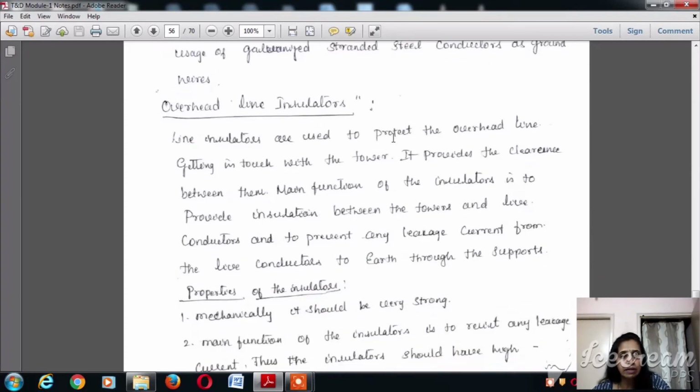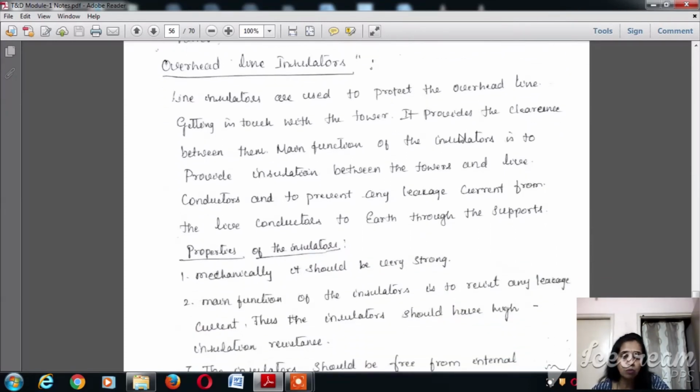So, the overhead line insulators are the most important component of the overhead power transmission system. Let's understand what insulators are and what types of insulators are used for different conditions, and we are going to discuss the insulators in detail. Line insulators are one type of insulator. They are used to protect the overhead lines from getting in touch with the conductor. It provides protection from the live conductor, and the support and the line conductors are separated by the insulators.